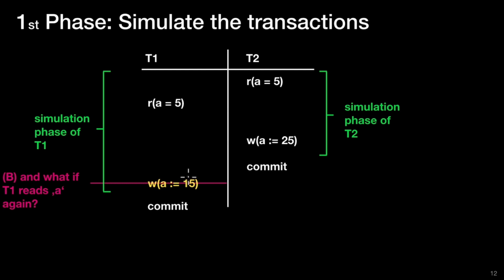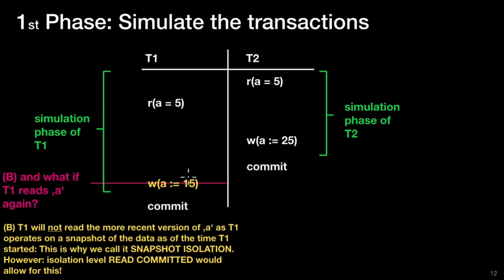Well, this is not what MVCC is doing. The idea of MVCC is to operate on snapshots. This is also called snapshot isolation. So T1 will not read the more recent version of A, as T1 operates on a snapshot of the data. Let's just look at up to this point in this text. I wrote it on the slides for you as a reference to read it again slowly.